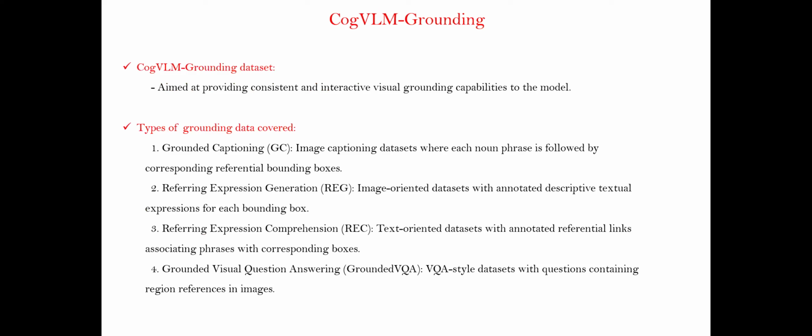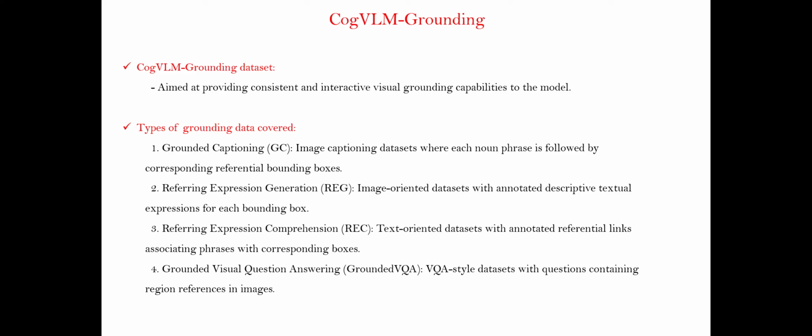CogVLM grounding is developed to give the model interactive visual grounding abilities. For this, they considered various datasets, like grounded captioning, which are basically image captioning datasets where each noun phrase is followed by a corresponding referral bounding box.